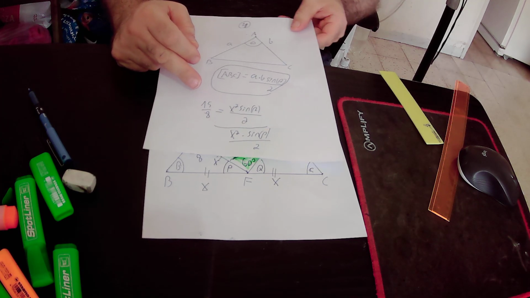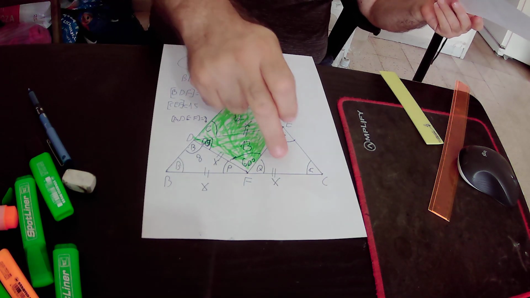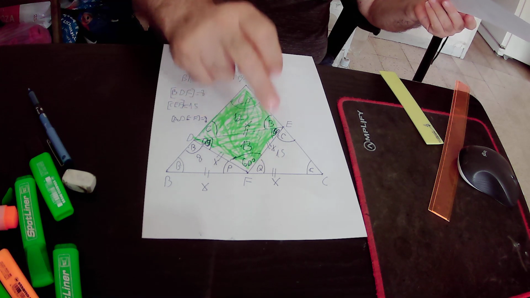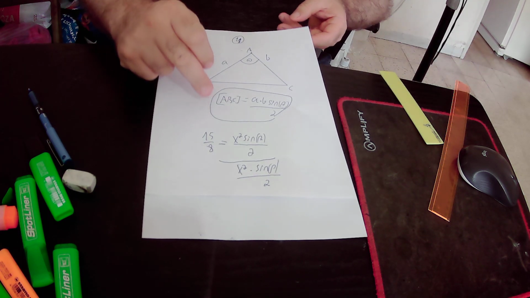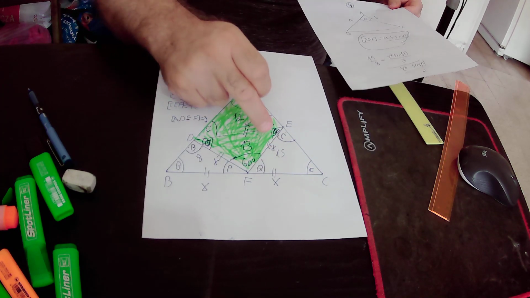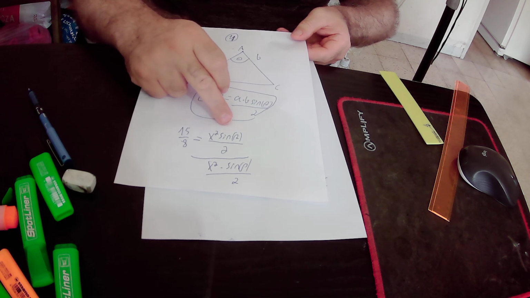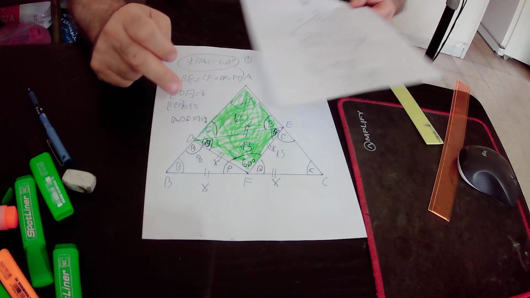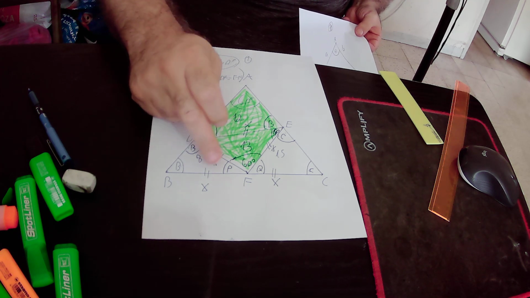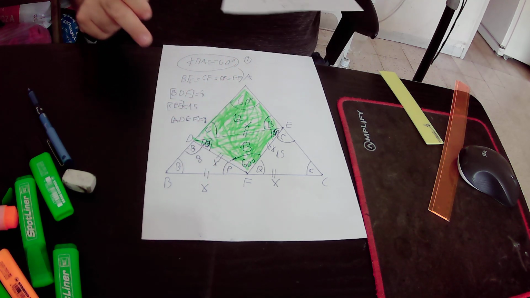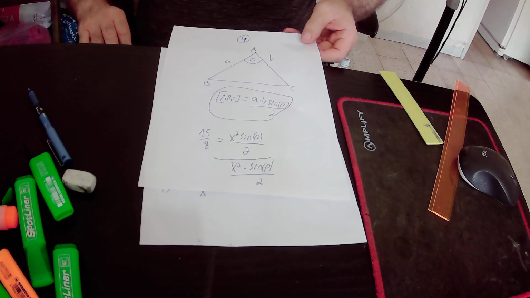And what is the area of this triangle? It is actually x times sine q over 2, according to the formula that I presented to you. Okay, the area of this triangle is x times sine q over 2. And what is the area of this triangle? Again, it is x times sine p over 2.